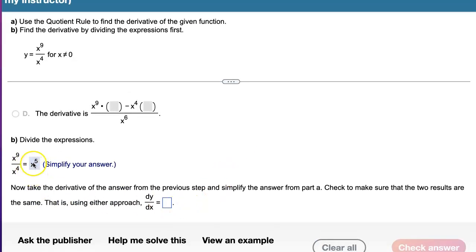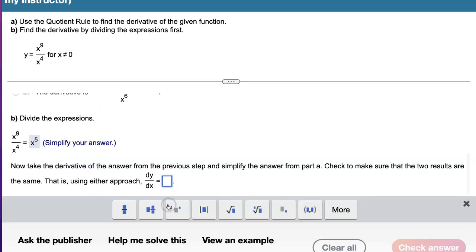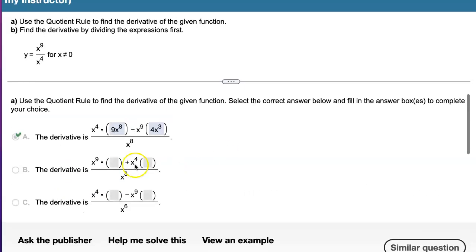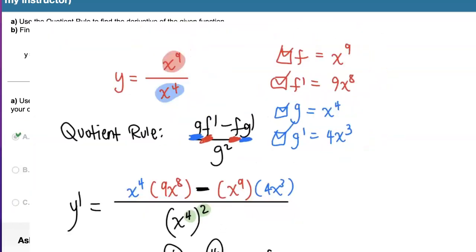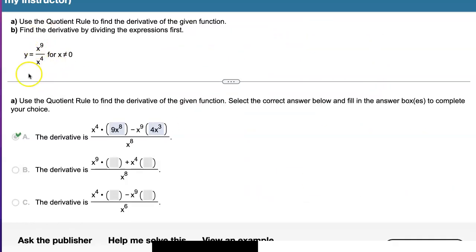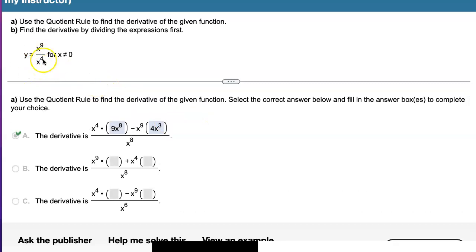Now, if you take the derivative using the power rule, x to the 5th power is going to give us 5x to the 4th power. So I will totally rewrite it instead of going through the quotient rule, because see, it was much work, okay? So if we just know how to subtract the exponents to simplify the expression, then we really don't need to do the quotient rule on this problem.